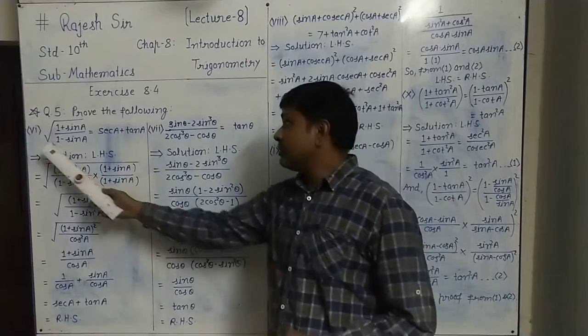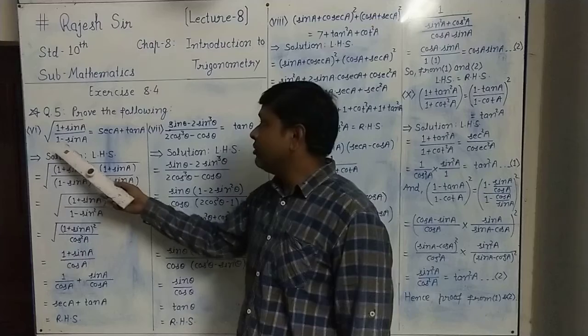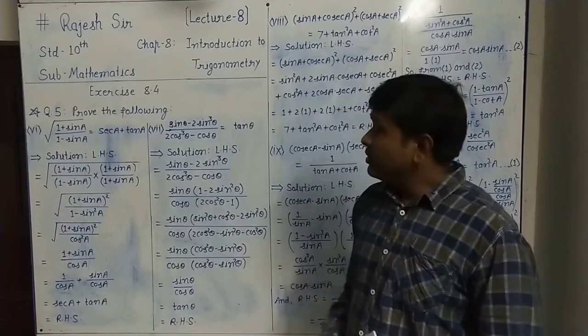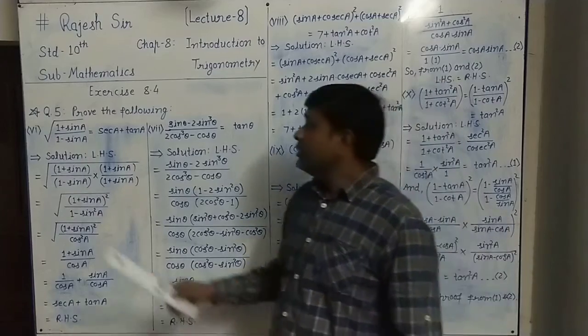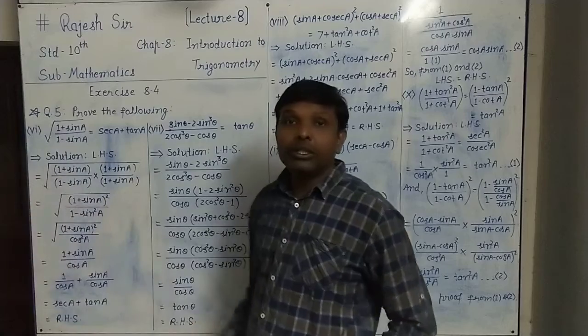Prove the following, question number 6: the whole root of (1 plus sin a) upon (1 minus sin a) equals sec a plus tan a. So here we start with the solution in the left hand side, that is the left side of the equal sign.